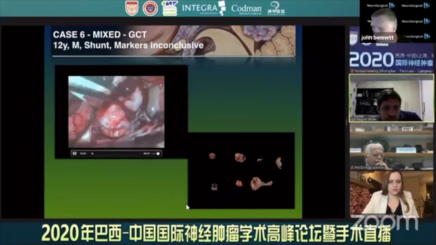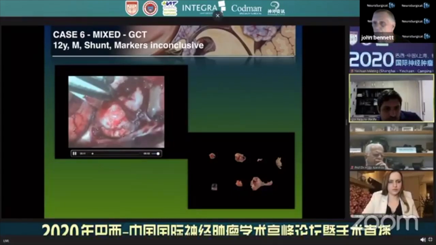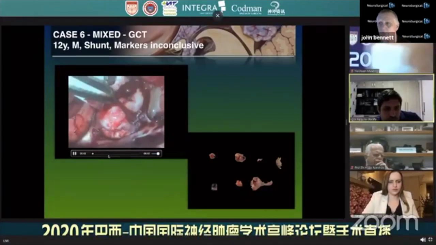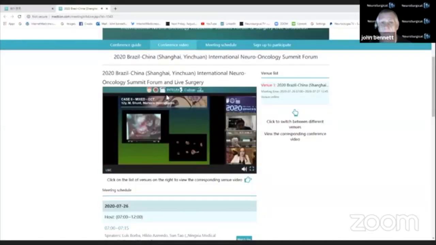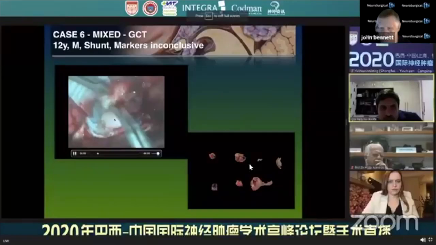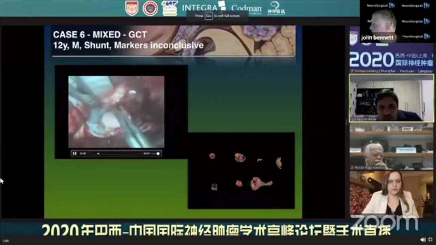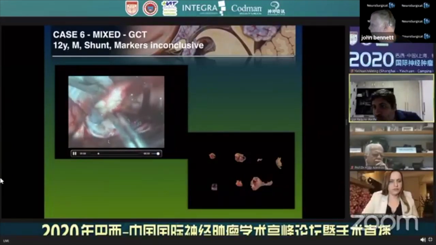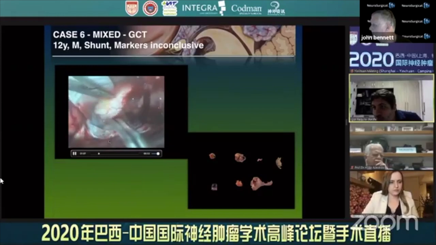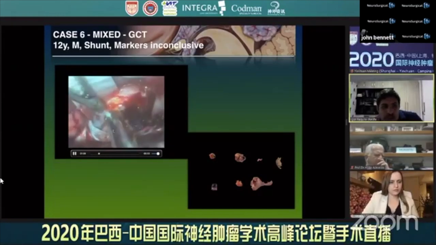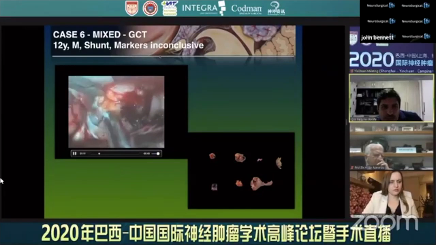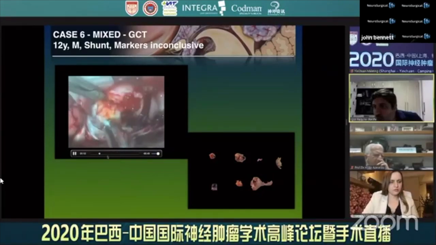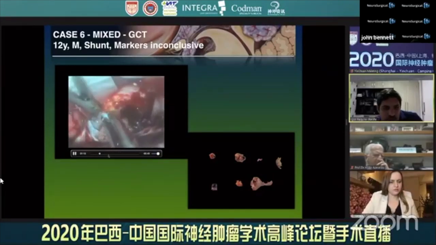So we start the approach, OTT. And then, soon after the beginning, we start to see some components that favor the teratoma diagnosis. So the pathologist told us it is a teratoma, but we cannot be sure if it's a mature or immature teratoma. And as the markers were inconclusive, we thought it could be a mixed tumor.